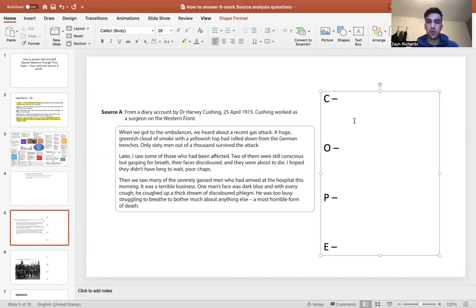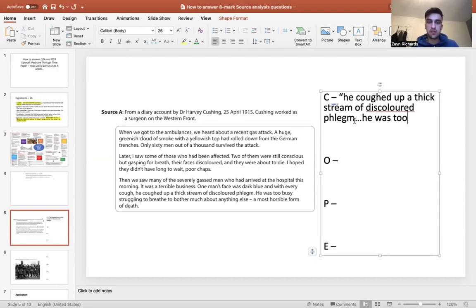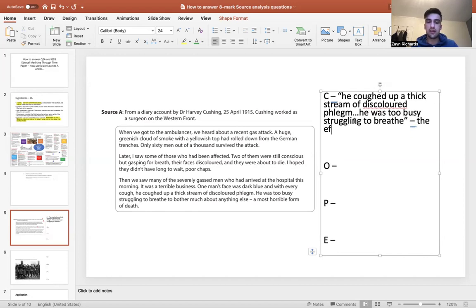Okay, so what I might talk about for this one is I might pick out this quote: 'he coughed up a thick stream of discolored phlegm. He was too busy struggling to breathe.' And that proves to me that the effects of gas are suffocation and panicking as well. So it has a psychological impact as well.